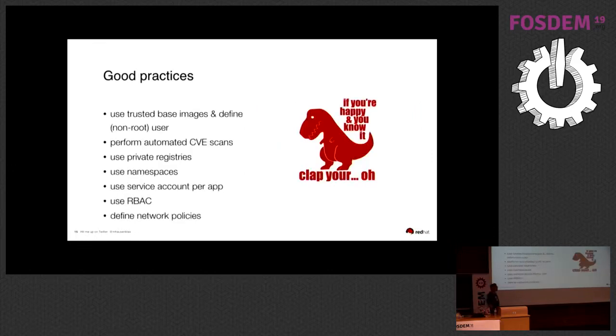So a couple of good practices there. Always use trusted base images and define a non-root user. That is not the case for more than 80% of the images that you find on Docker Hub, so don't pull random stuff from Docker Hub. Always perform automated CVE scans. Use private registries if you can, and always use namespaces and service accounts. And obviously RBAC, which is nowadays pretty much the default everywhere. Many of the applications I've seen that have been developed before RBAC was put in place as a standard nowadays have a bit of issues, but yeah, nowadays it's, as I said, pretty much a standard. And use network policies, which typically is an admin task.